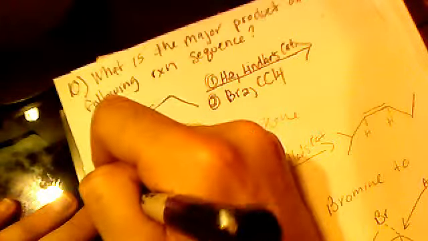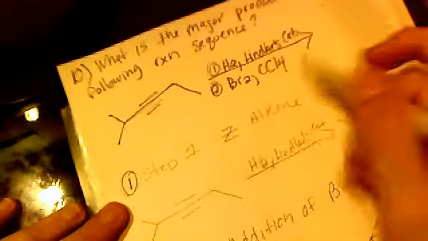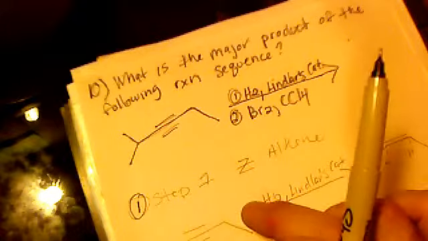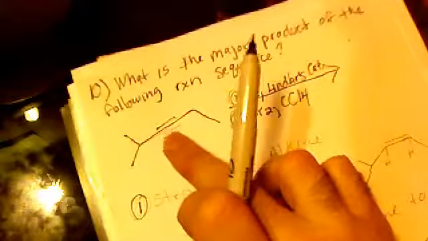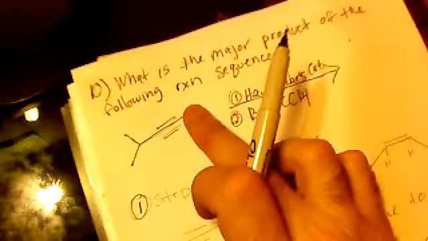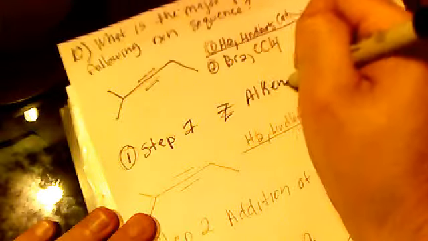Okay, so the first step is the creation of a Z-alkene. Okay, Lindlar's catalyst is going to turn the alkyne into a Z-alkene, meaning that these two sections on the side of the alkyne are going to be cis to each other. Right, so step 1 is the creation of a Z-alkene.